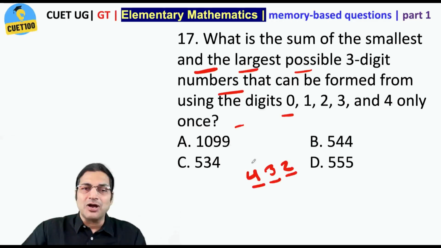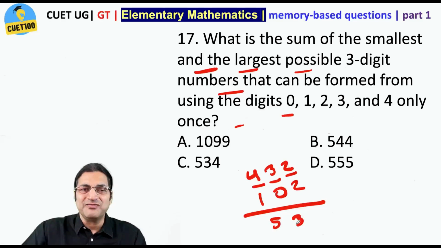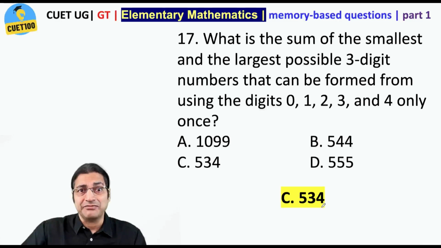When it comes to the smallest, I feel like putting 0 here, but the rules do not allow me, right? Because if I put a 0 here, it would not remain a 3-digit number. So, I'll have to put 1. But now, I would put 0 here because I'm getting an opportunity. And here I have to put the third largest digit, that is 2. So, the sum of these two numbers will become 534. Easy peasy, isn't it? 534.